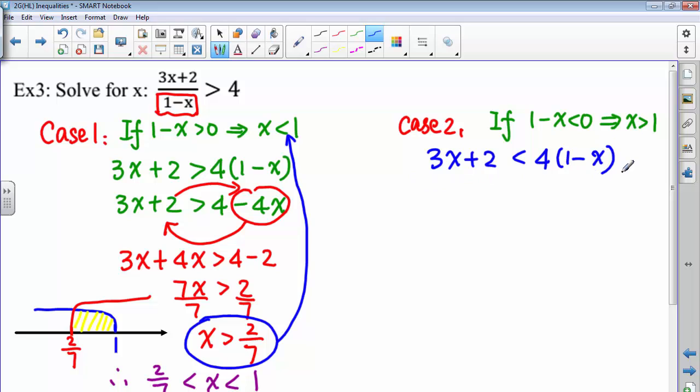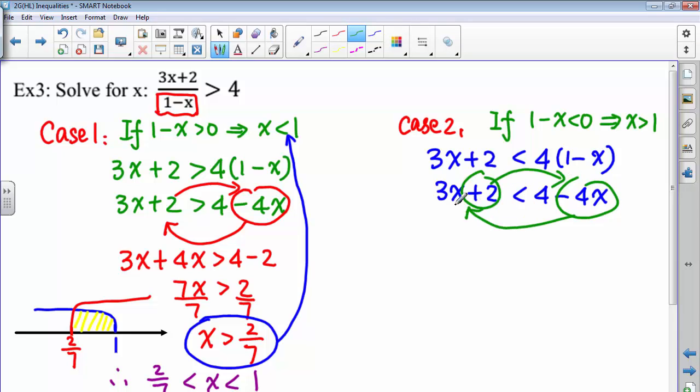This is a linear inequality. Then we need to open the brackets and isolate the x terms from the numbers. So it will be 3x plus 2 less than 4 minus 4x. I will move negative 4x to the side and the 2 to that side. It's exactly the same as case 1. So it will be 7x less than 2. Divide both sides by 7. I will get x less than 2/7.